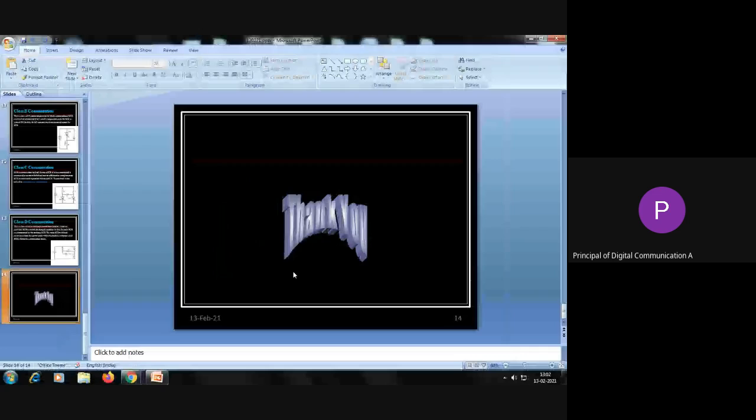So this is all about these four classes of this particular commutation part, and I hope this covers all the parts of SCR we have covered till now. So in the next session we will see the remaining part, that is the triac and diac.